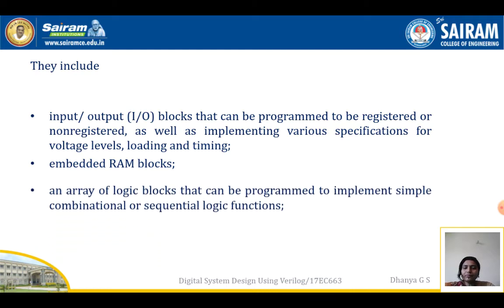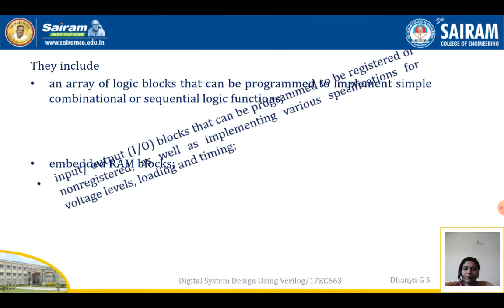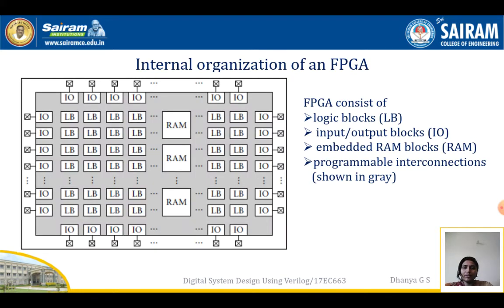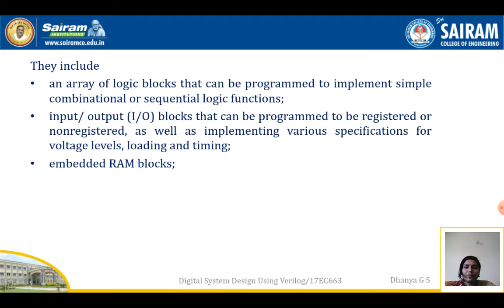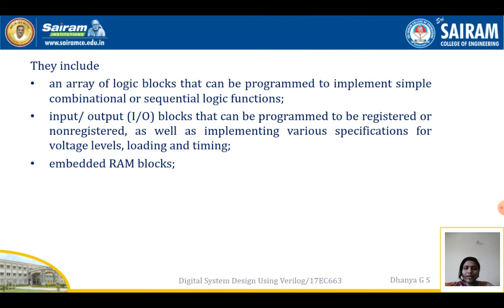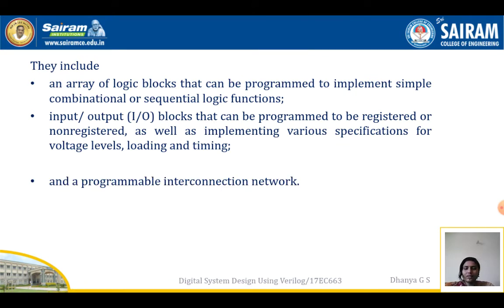We have an array of logic blocks that can be programmed to implement simple combinational or sequential logic functions. So we have an array of logic blocks in the previous diagram. You can see here logic blocks are there. The function of those is that they can be used for programming. Next are input output blocks that can be programmed to be registered or non-registered, as well as implementing various specifications for voltage levels, loading and timing. Next you can see the embedded RAM blocks over there. And last you can see the programmable interconnection networks.